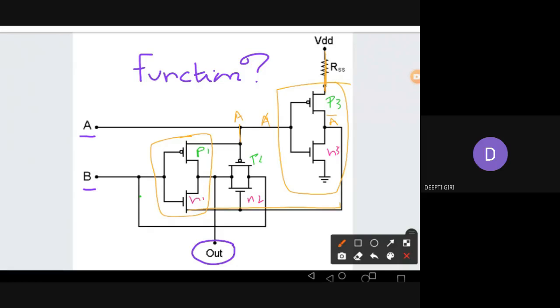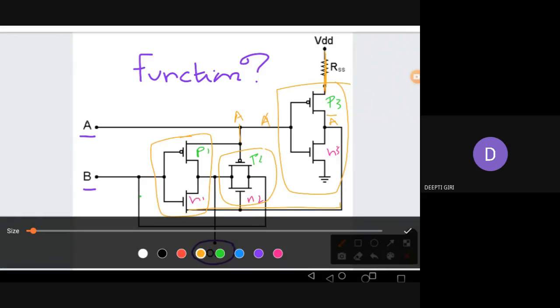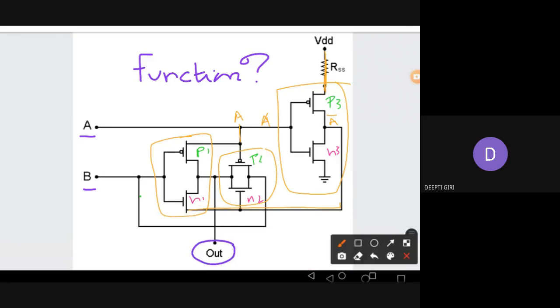And this part is simply a PMOS and NMOS connected in parallel, right? So we can see one input is A, and there is A bar. A bar is going in the bottom, right?